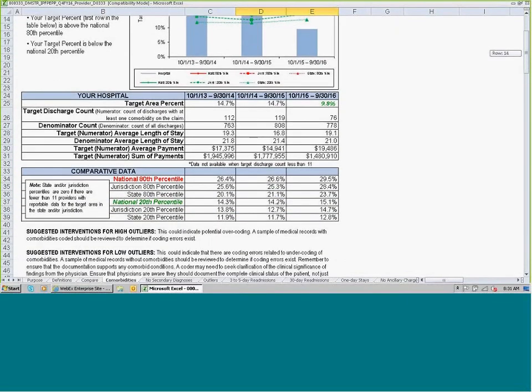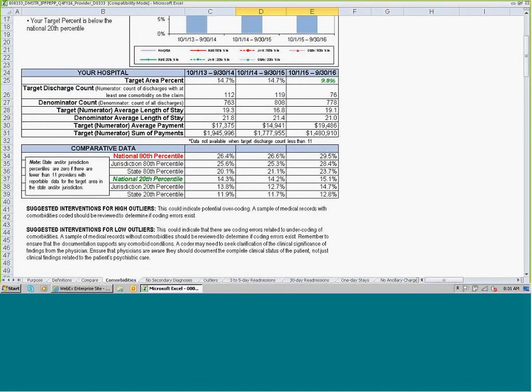Now below the comparative data on all of our target area reports, we include suggested interventions for instances where providers are either a high outlier as identified within the PEPPER or a low outlier. So, for example, this particular target area is focused on the potential for either overcoding of comorbidities or undercoding of comorbidities. And so we have suggested interventions for high outliers and for low outliers that help you think about what might be the concern and the consideration and how might I approach looking at this more closely.